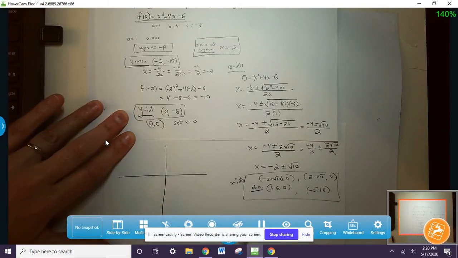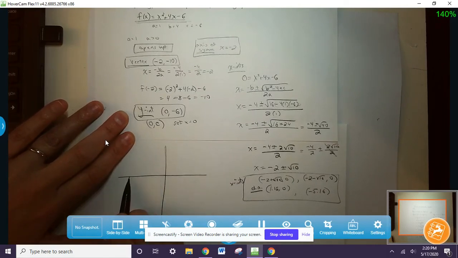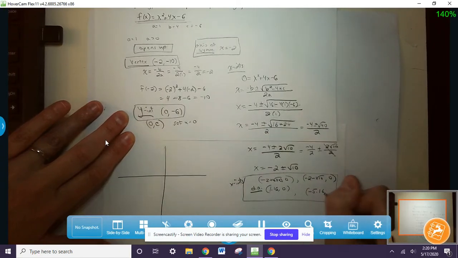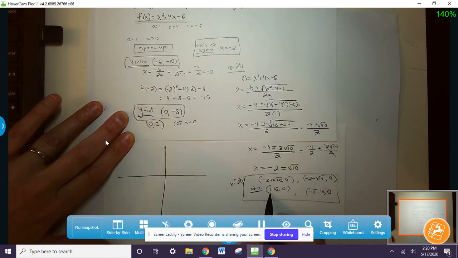So looking at these important characteristics here, what's the furthest left we need on the x-axis? It's -5.16. So the furthest left I need to go is -5, and the furthest to the right I need to go is about 1.16.